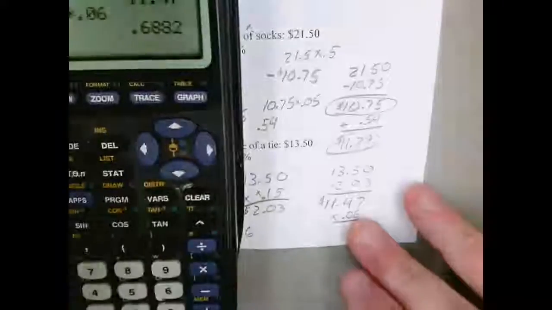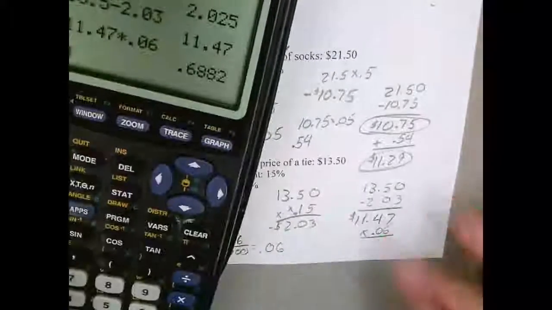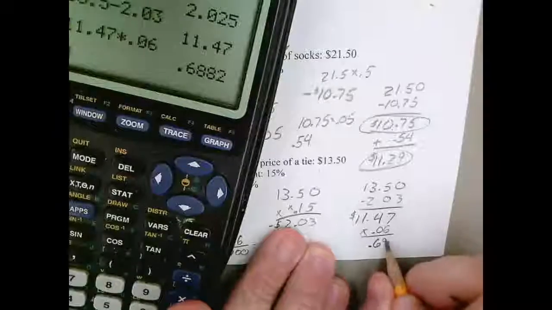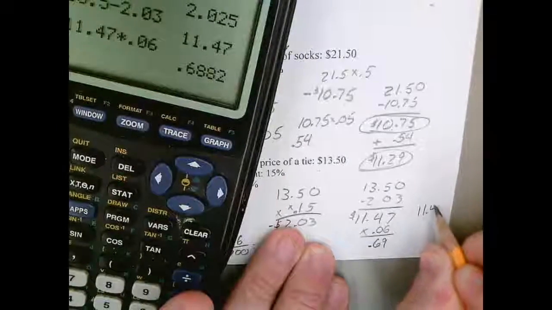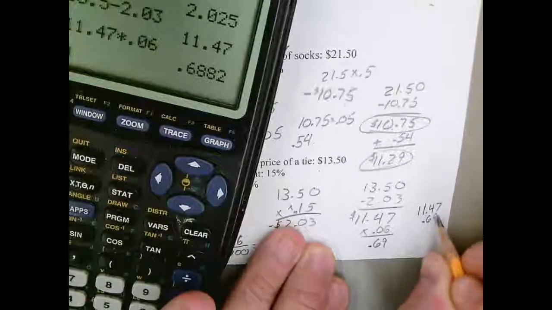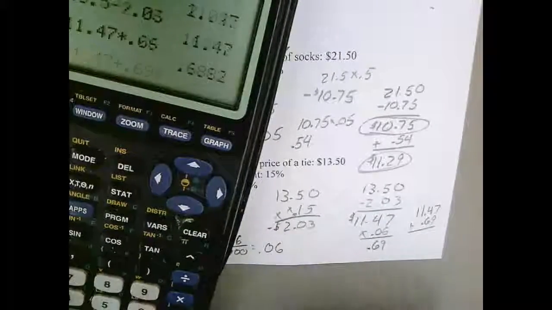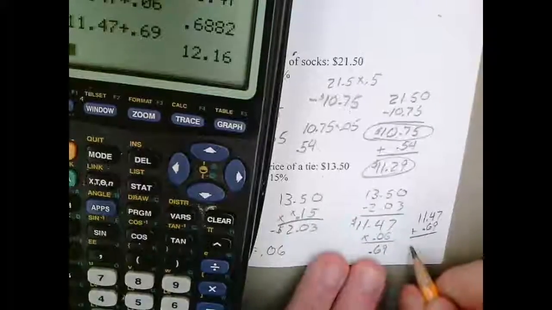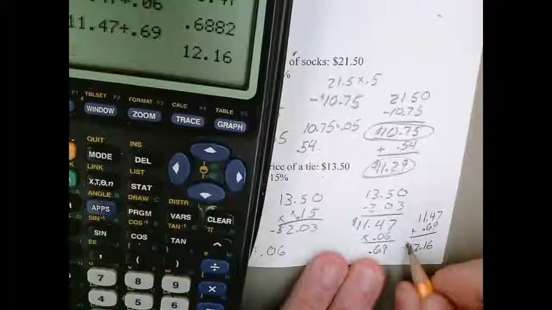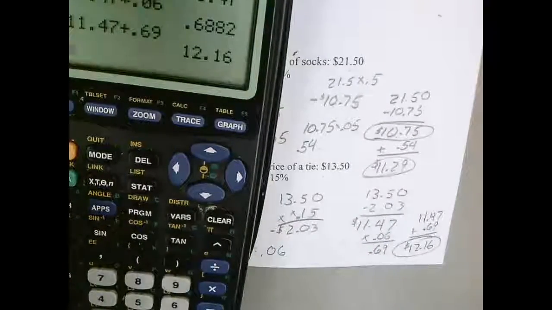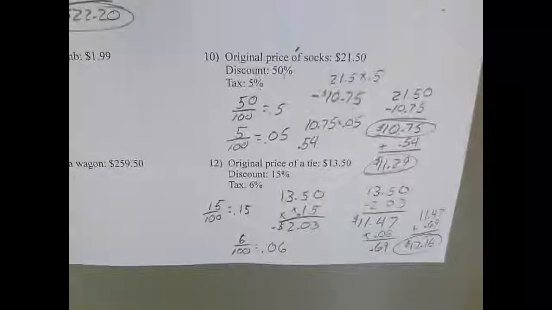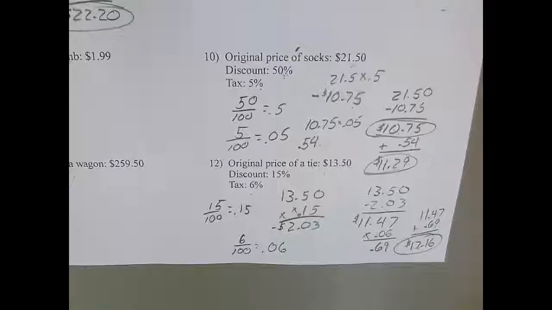That means the register is going to round that up to 69 cents sales tax, and it's going to add it to our 11.47. So 11.47 plus 0.69. The register, when we're all said and done and have to pay, should tell us we owe $12.16. Hopefully that made sense. Bring it in and I will answer any questions you have.